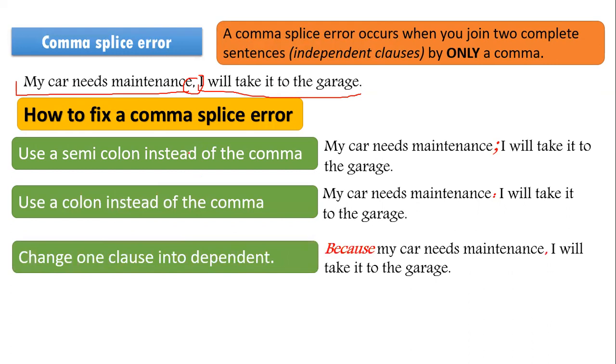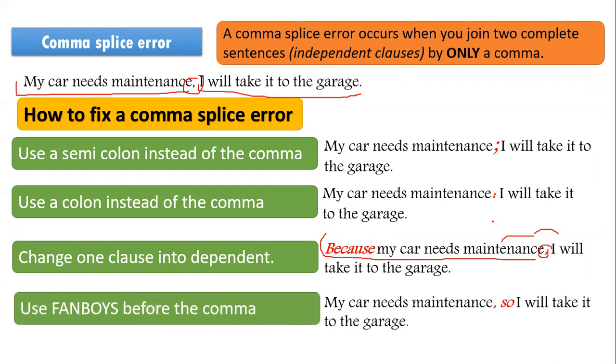You can change one of the clauses into a dependent clause by saying "because." Very good, Yaluji: because my car needs maintenance. This part here is not a complete sentence, it is not an independent clause. So the comma is okay here because one of the clauses is not complete. And also we can use one of the FANBOYS with the comma to help us: My car needs maintenance, so I will take it to the garage.